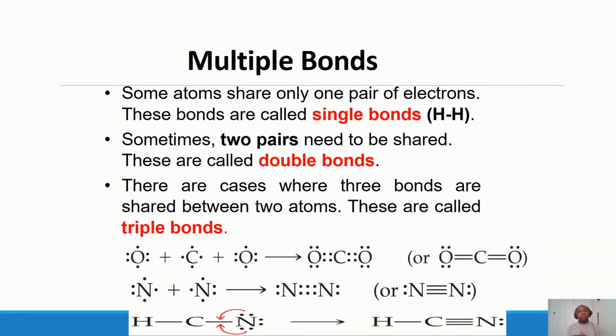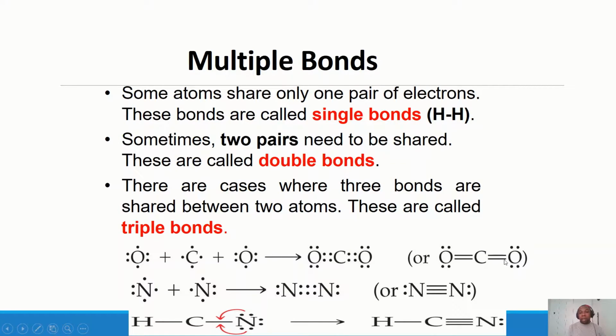We have different types of bonds in terms of the electrons that they're going to share. We're going to have the single bond, the double bond, and the triple bond. A single bond is an example where one pair of electrons is involved in the bonding. But when we have two pairs that need to be shared, then we're going to have a double bond. When we have three pairs involved in the bonding, we're going to have a triple bond.